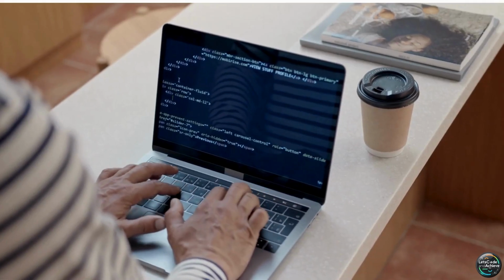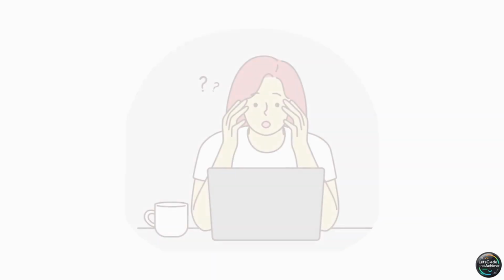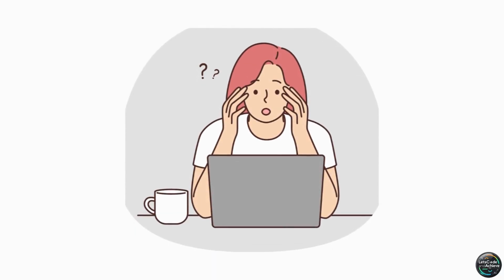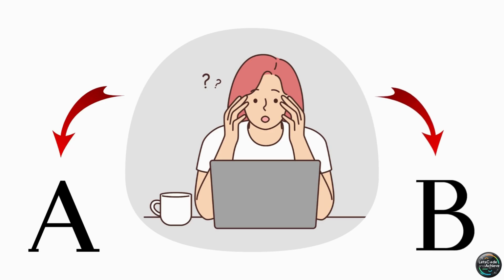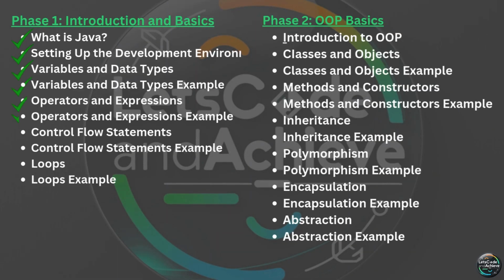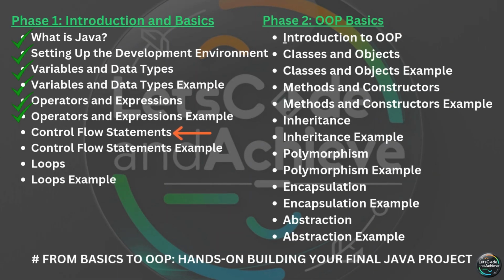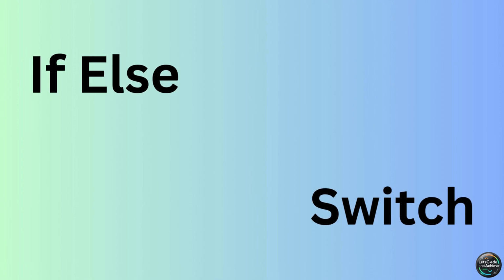If you have ever written any kind of code, you know that sometimes you want your program to make decisions, like should I do this or should I do that? That's where control flow statements come in. And today we are diving into two of the most essential control flow statements in Java, the if-else and the switch. These tools allow your program to make those decisions based on certain conditions. So let's break them down and make sure you're mastering them in the right way.